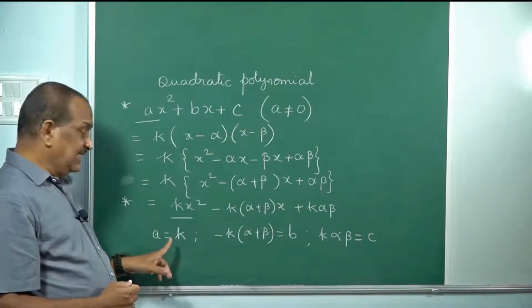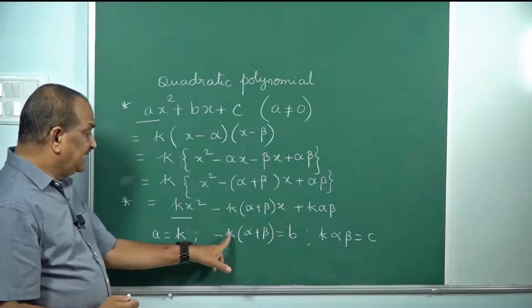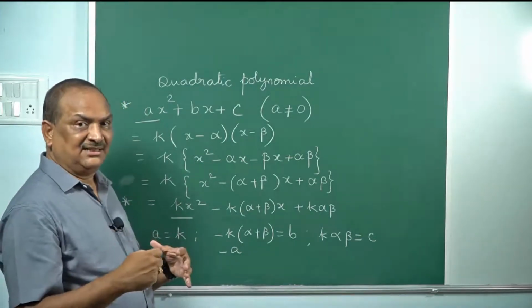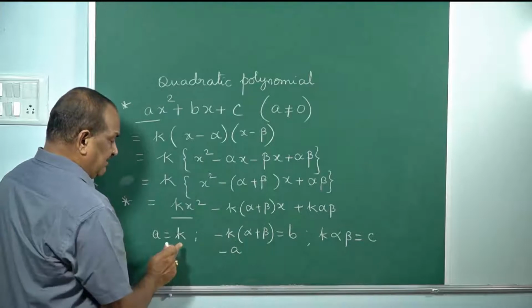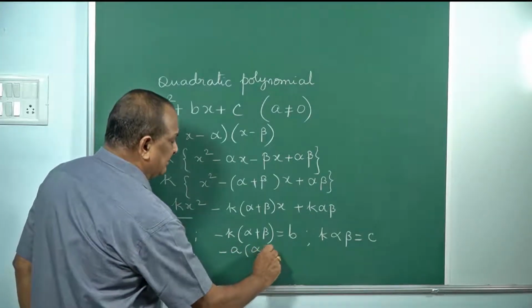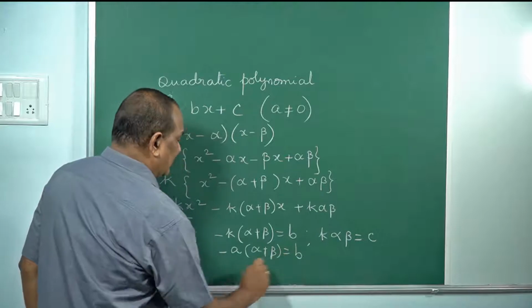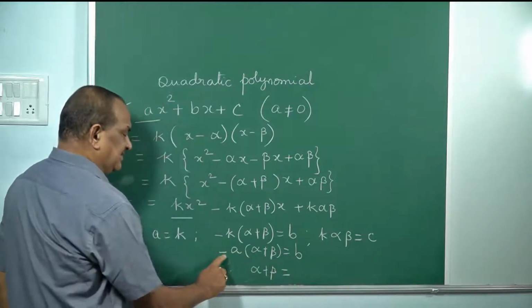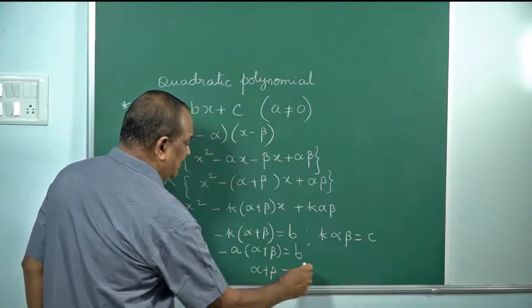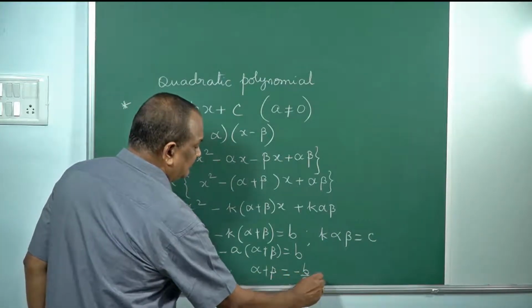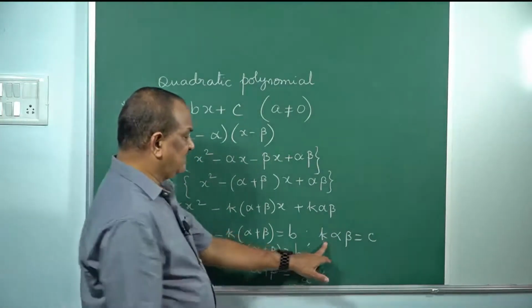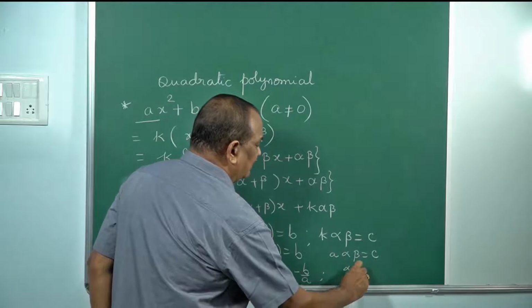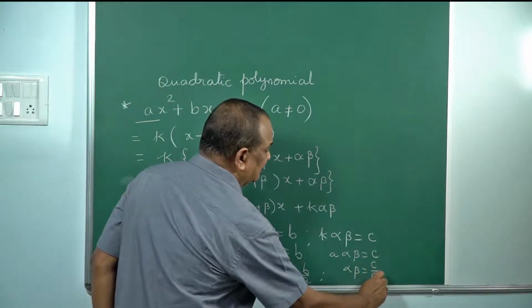See, because k value is a here, k can be replaced by a. That's what I do here. I want only terms of a, b and c. Any other variable I don't want. K means a. Alpha plus beta is equal to b, and therefore alpha plus beta is equal to, I transfer this minus to that side, minus b by a. Now in place of k I can write a, alpha beta is equal to c, and alpha beta is equal to c by a.